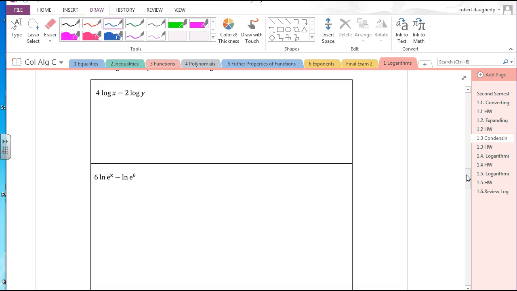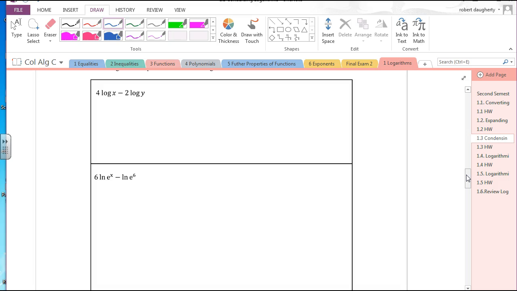Looking at this one, how do you think I could get that to be the log of one expression? It's going to be a quotient and a power. So which one do I start with? I can't start with the quotient because I need to have the log of something minus the log of something. I've got 4 times the log of something and 2 times the log of something. What can I do to get it to log of something minus log of something? Use the power first, okay?